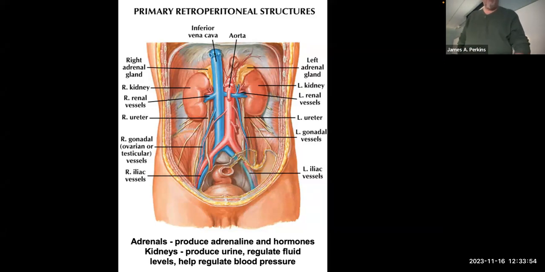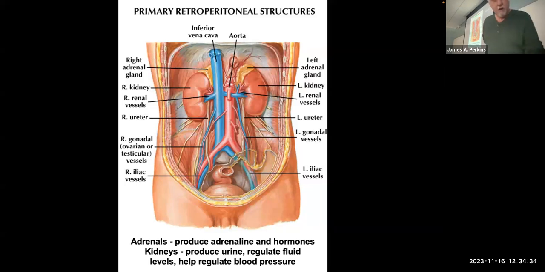So, as you recall, we removed the contents of the abdomen on Tuesday, and all of the digestive organs, and exposed the structures in the posterior abdominal wall. So these are all primary retroperitoneal structures. Remember what that means is that these are all structures that in the embryo developed posterior to the peritoneal cavities. They were never hanging or suspended within the peritoneal cavity like the intestines are. They've always been outside of the peritoneum.